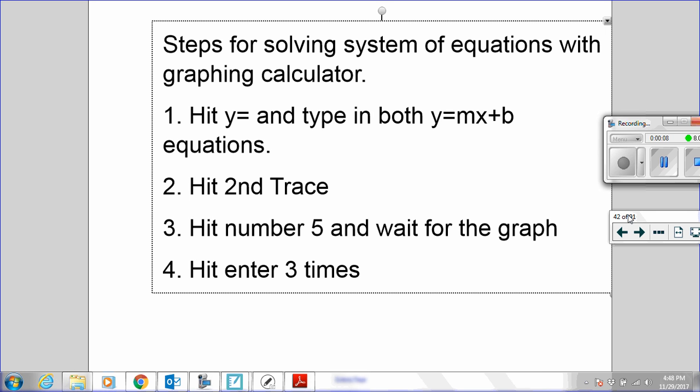Today we're talking about solving a system of equations with a graphing calculator. What you want to do is go through these 4 steps. Step 1, hit Y and type in both y equal mx plus b equations. So you have to solve it for y and then type in those equations first. Second, you want to hit second and then hit trace to get to calculate. Third, hit the number 5 and wait for the graph. And in 4, hit enter 3 times.